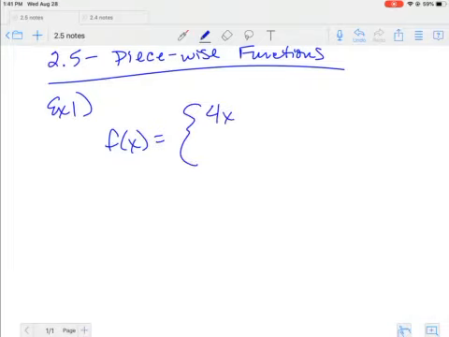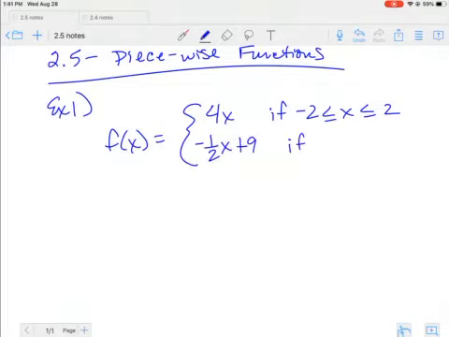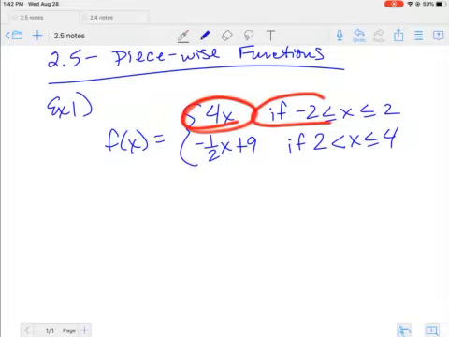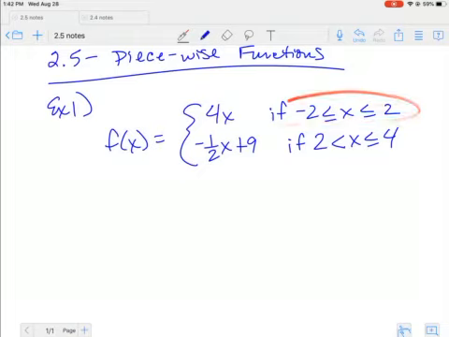and you've got 4x if negative 2 is less than or equal to x, which is less than or equal to 2. And I've got this negative 1/2 x plus 9 if 2 is less than x, which is less than or equal to 4. So what this is saying is I've got this line right here, and I'm taking this piece of that line. And here I've got this line right here, and I'm taking this piece of that line. So it's just taking a different piece of these lines.